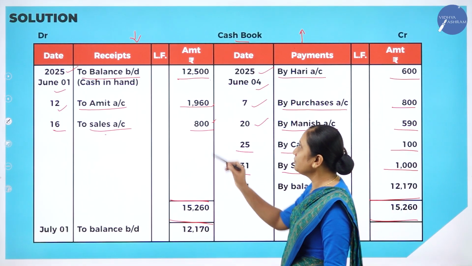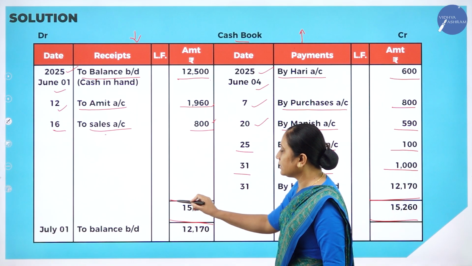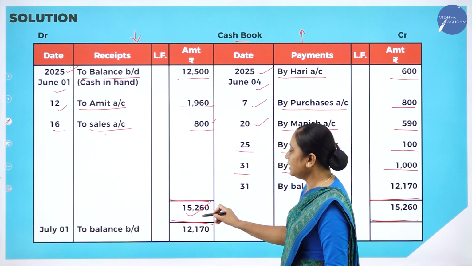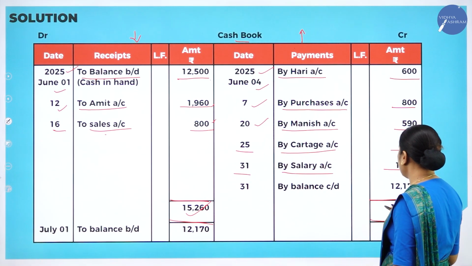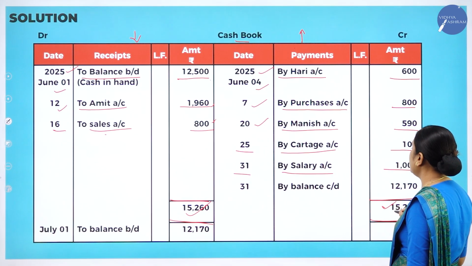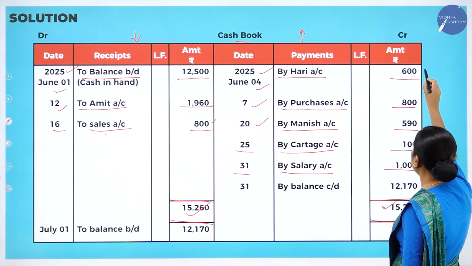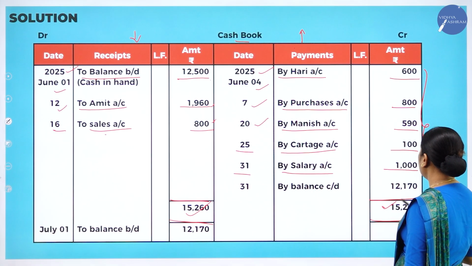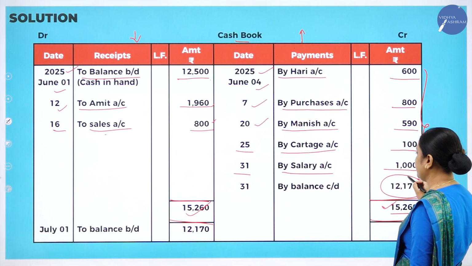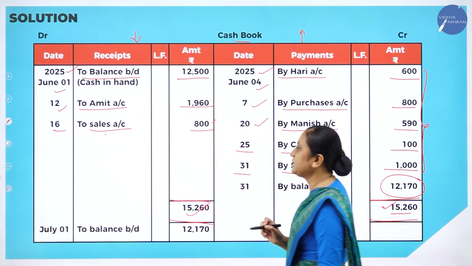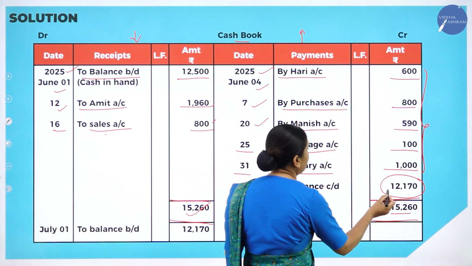So what do we have to do? Debit side total is greater, right? We will write the total in the column. The same amount, since the debit side total is greater, we should write on this side also. Now we have to add all these amounts and subtract from 15,260. The difference amount we have to write here where we have left one line space.